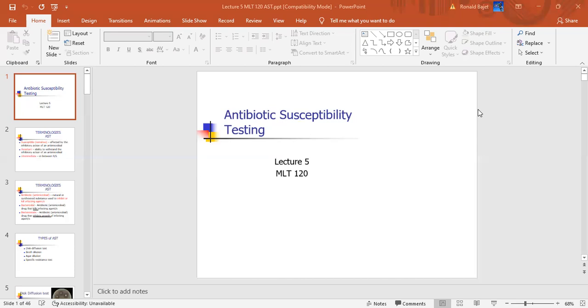Susceptibility. Yeah, susceptibility testing. That's the whole focus of this lecture. When you say susceptibility, what exactly do you mean? Will the organism survive, or is this antibiotic going to be effective? Is that what you mean? Or will it be not effective?